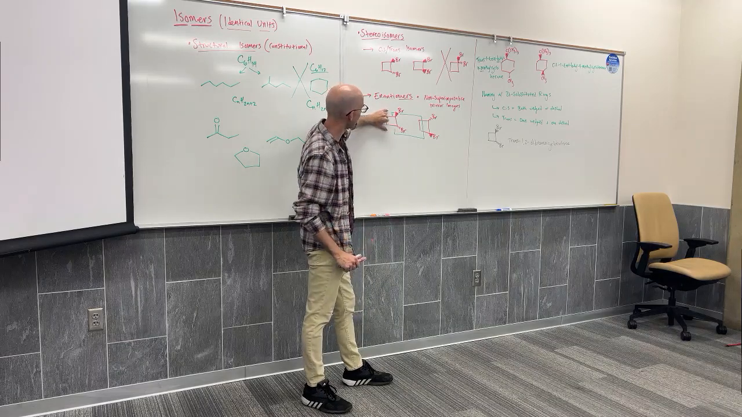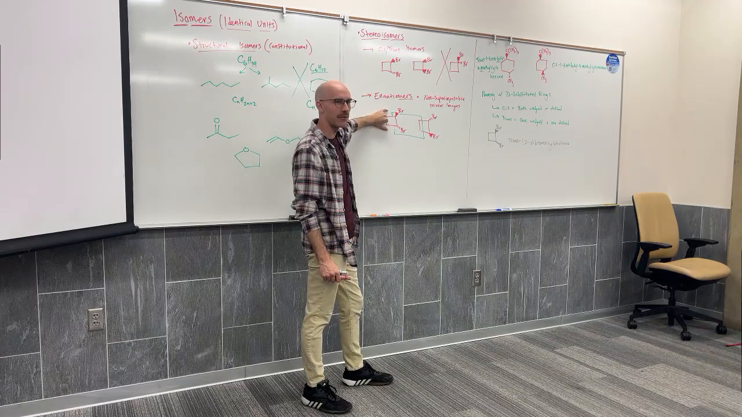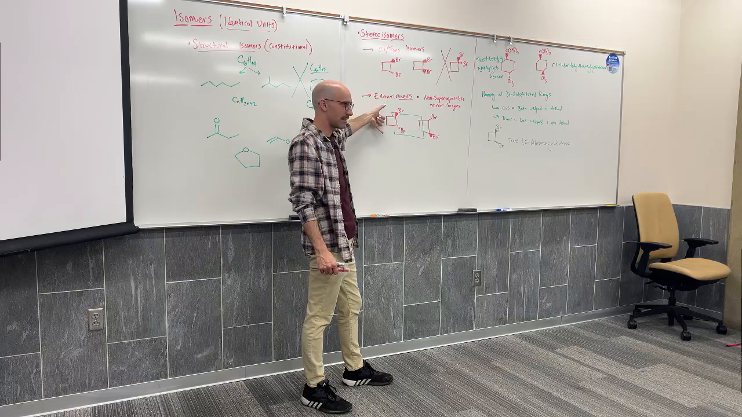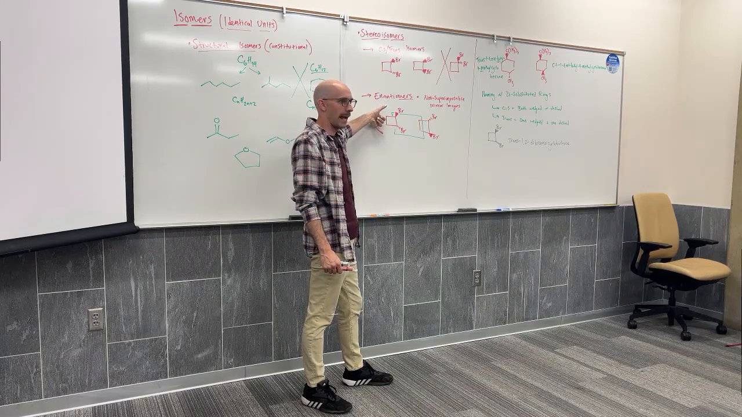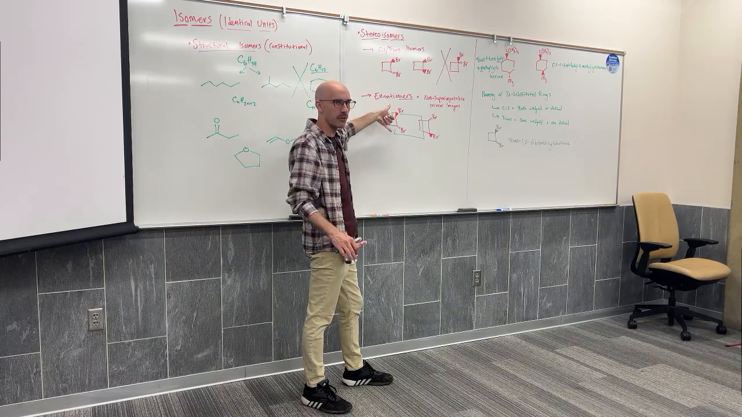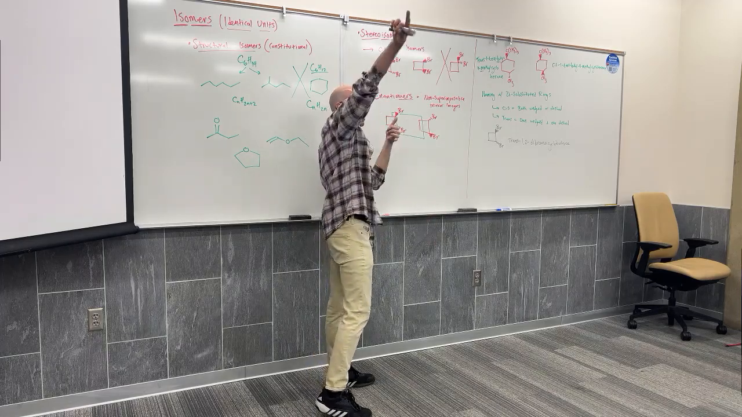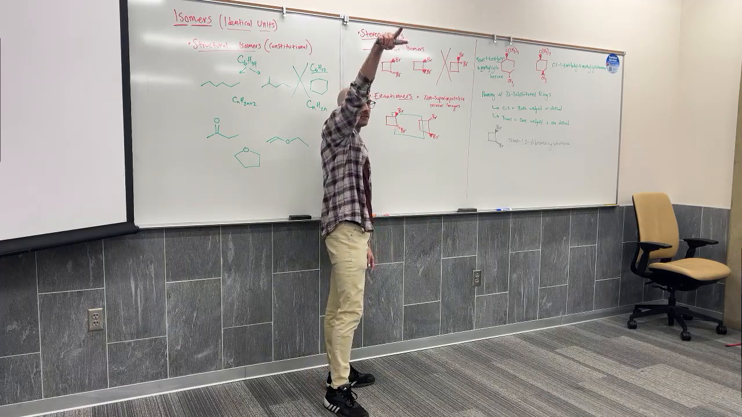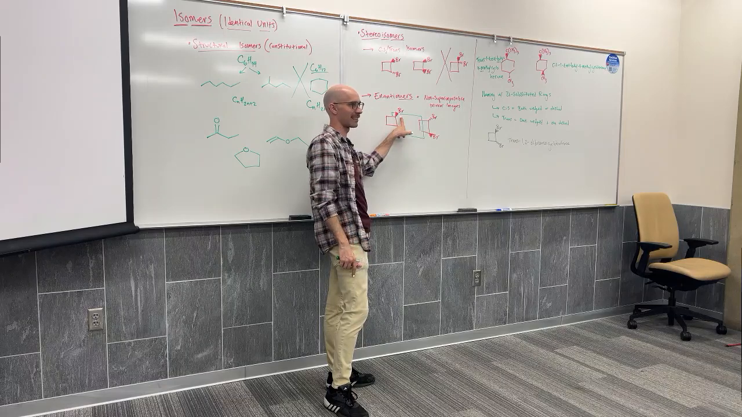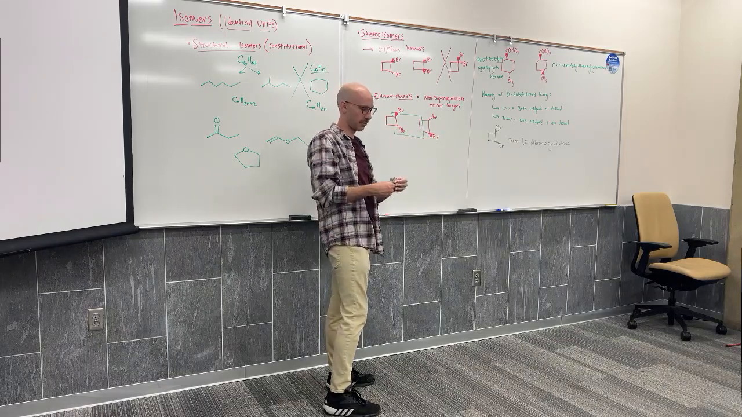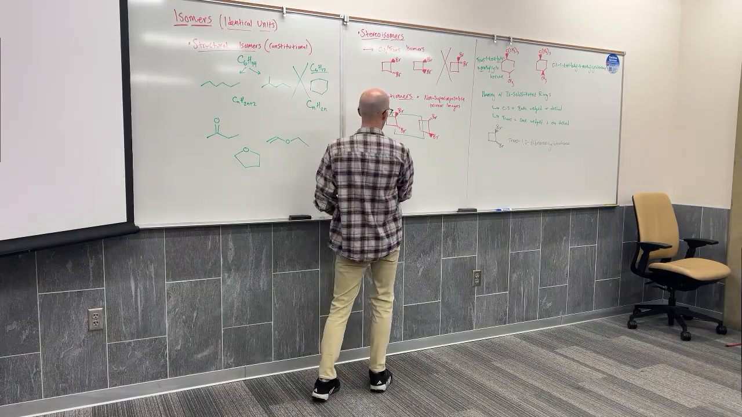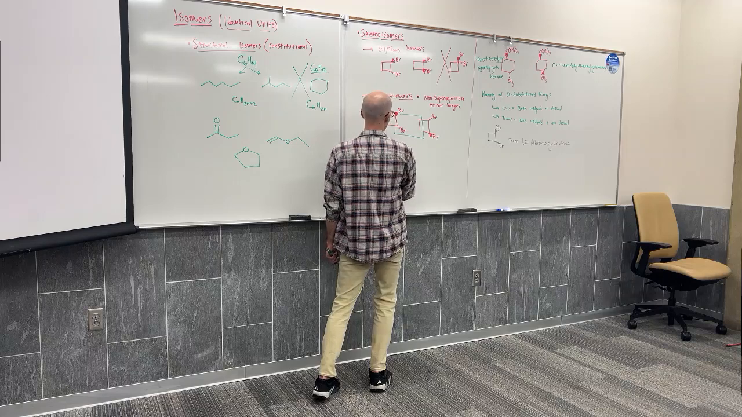And if I take this structure on the left and I try to flip it like a pancake, well, we talked about what happens with wedges and dashes when you do flipping. This bromine that's going away is going to get flipped so that it's coming at you. It's actually going to look exactly like this. It still cannot superimpose. Let me show you another way that we can show its mirror image.